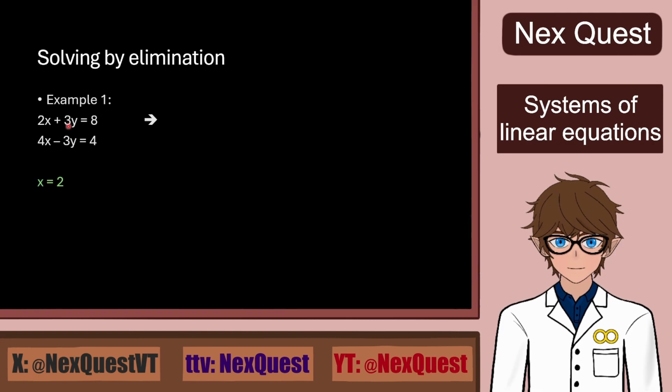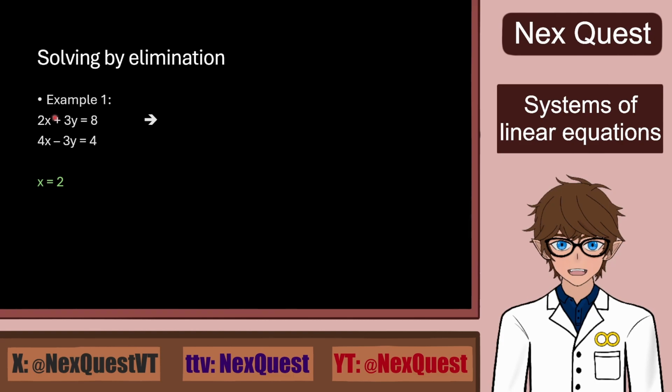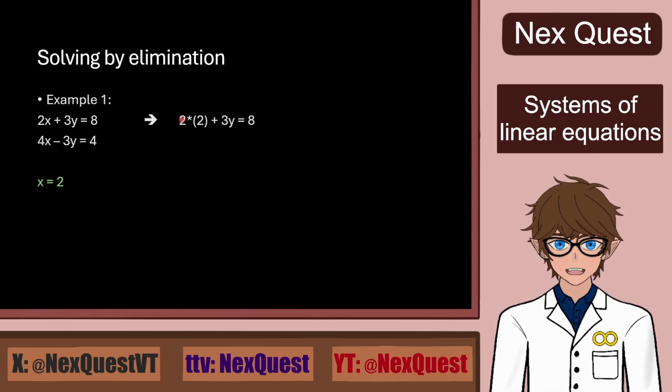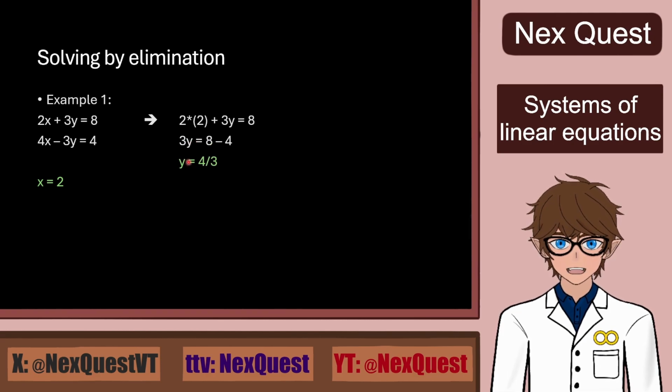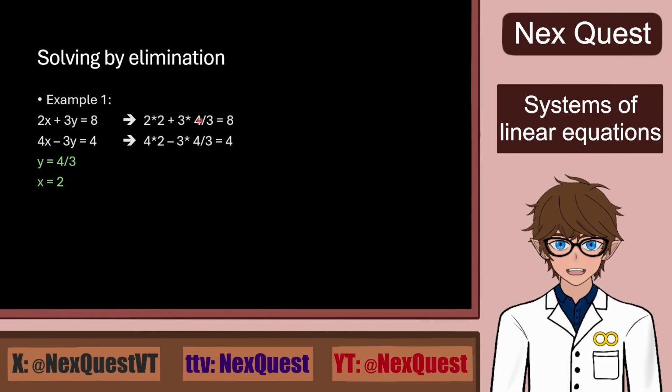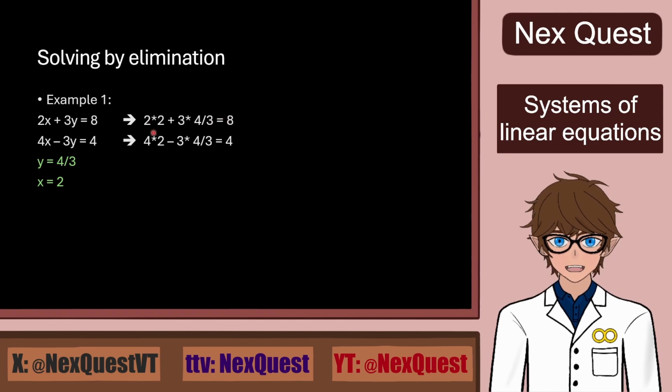Now we place x in either of the equations. Let's take the first one, because it just seems much simpler, because we have 2 multiplied with it. We get 2 times 2 plus 3y is 8. We get 4 on the left, and we move it to the right, so we get 3y is 8 minus 4. Y is 4/3. Now we paste both of them back into the original equations to see if we're correct. 2 times 2 plus 3 times 4/3 equals 8, and 4 times 2 minus 3 times 4/3 equals 4. We solve.